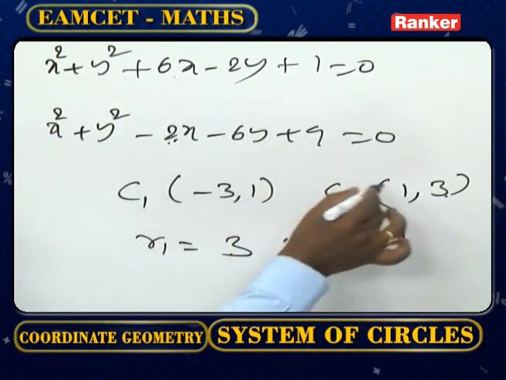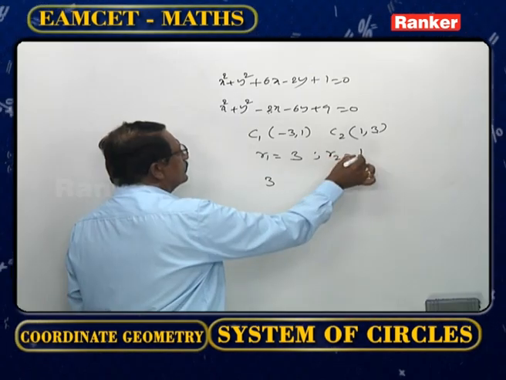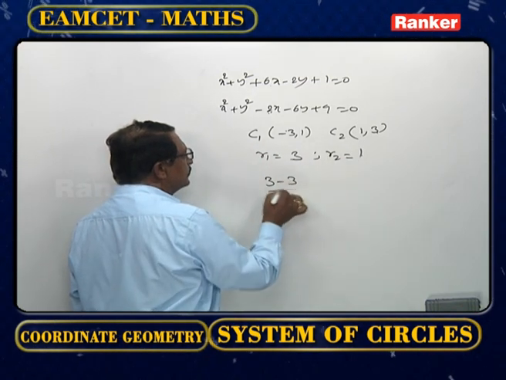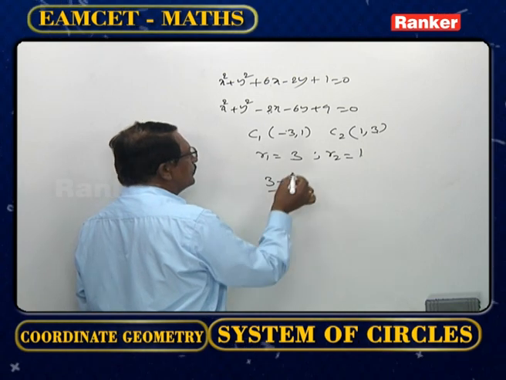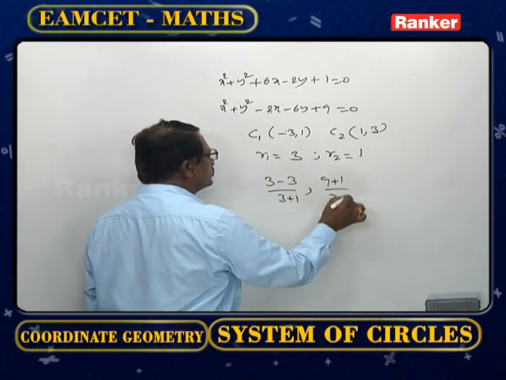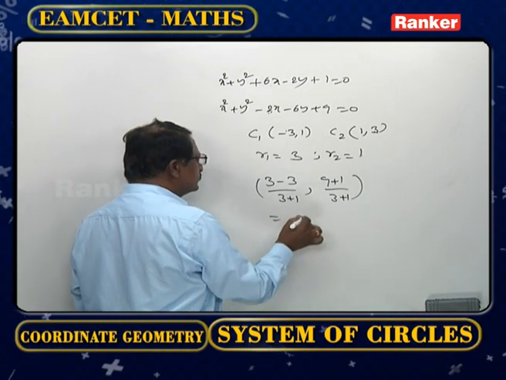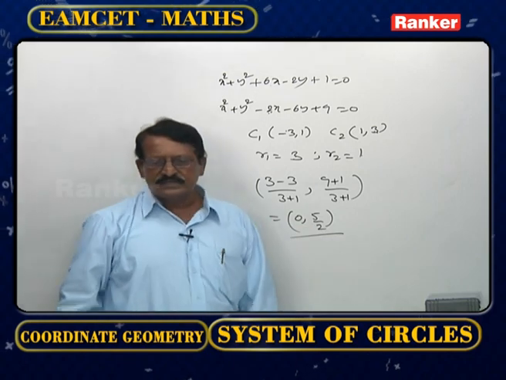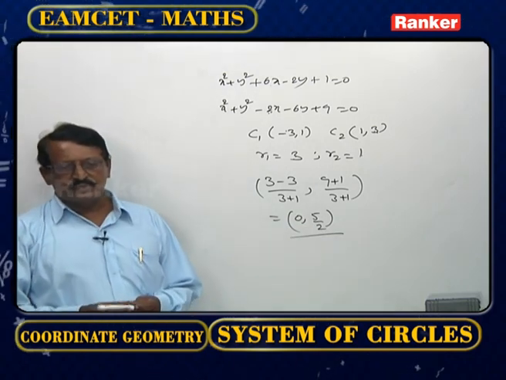Now the internally dividing point is (mx2 + nx1)/(m + n): (-3 into 1 minus 3)/(3 + 1), comma (9 + 1)/(3 + 1). That equals (0, 5/2). The internal center of similitude of the circles is (0, 5/2), third option.